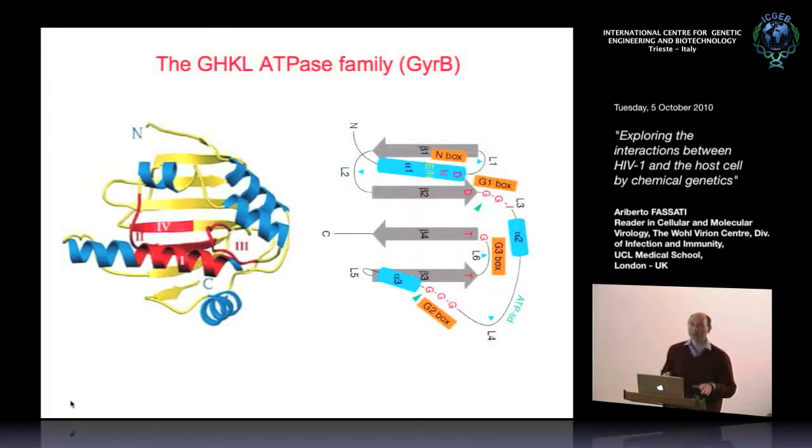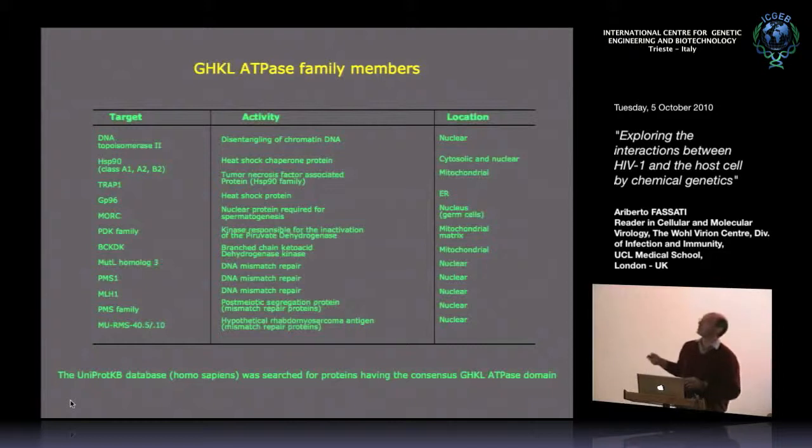So what we did to find the target was, let's go back to the Homo sapiens protein database and see whether there is any of the human proteins that belong, by homology, to the GHKL ATPase family. That's what we did. So these are the family members that we found in the human database. And as you would expect, we hit DNA topo 2 because there is homology. There's also functional homology with GyrB. We detected HSP90 and a number of other proteins.